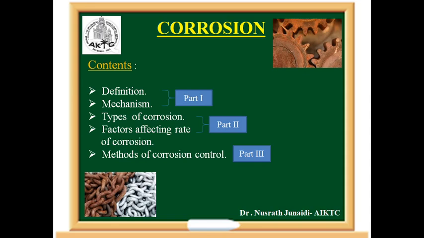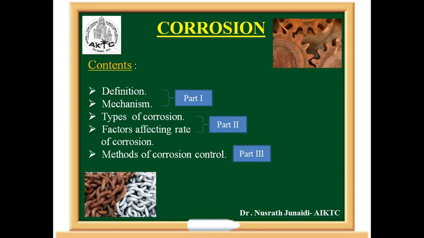Hello students, we are going to study the module corrosion, which is included in your syllabus semester 2. In the first slide itself you can see the contents which we are going to study, that is the definition of corrosion, mechanism of corrosion, which constitutes part 1. In part 2 we have types of corrosion and factors affecting rate of corrosion. The last part includes methods of corrosion control.